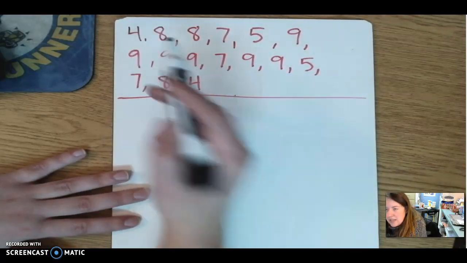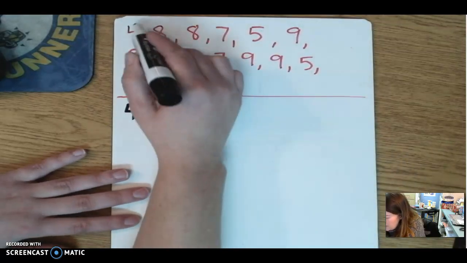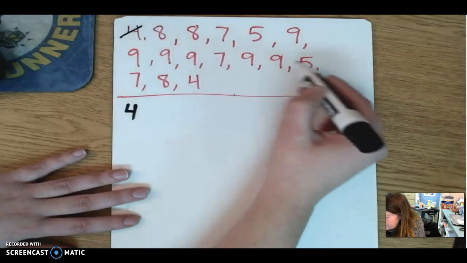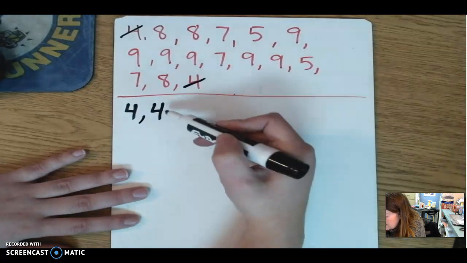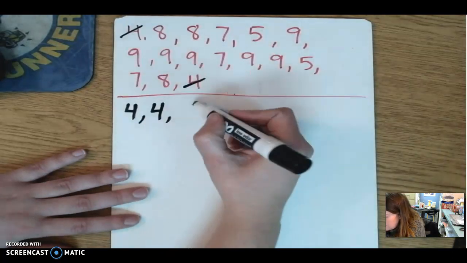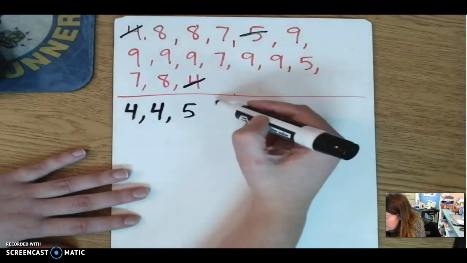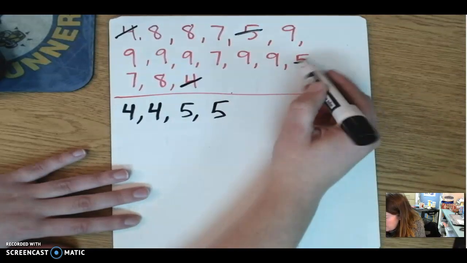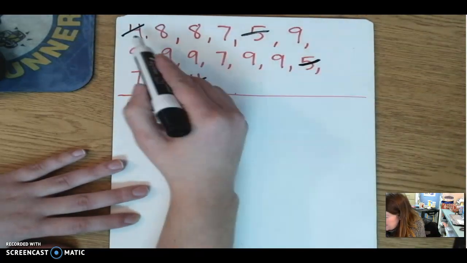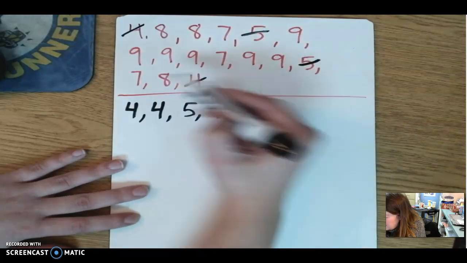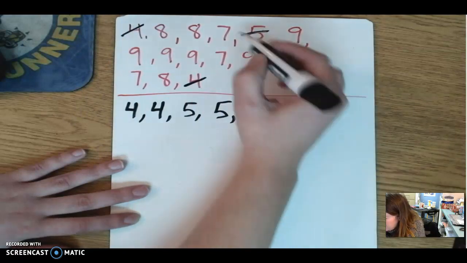Let's see, what is the smallest number that we see there? It looks to me like a 4. So there's a 4. Do you see any other 4s? Yep, there's one there. So I need to draw a second one. Let's see, do we have any 5s? Yep, there's one. I'm going to cross it off. Keep going. There's another one. Make sure to cross it off once you're done. Okay, no more 5s. Are there any 6s? I don't see any 6s. Keep going. Any 7s? Yep, there's a 7.